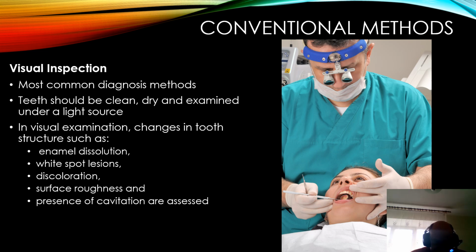Conventional methods of caries diagnosis. First of all, of course, it is visual inspection. Visual inspection is the most common diagnostic method. Teeth should be clean, dry, and examined under a light source. In visual examination, changes in tooth structure such as enamel dissolution, white spot lesions, discoloration, surface roughness, and presence of cavitation are assessed.